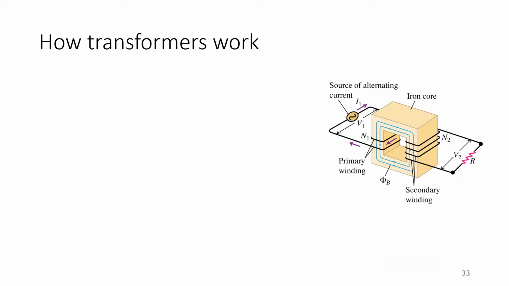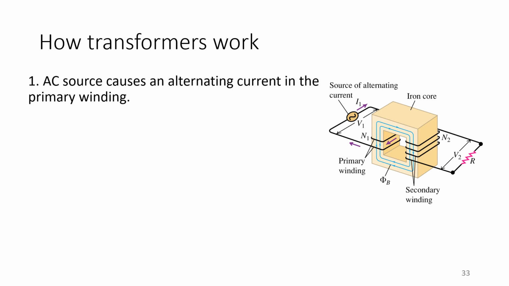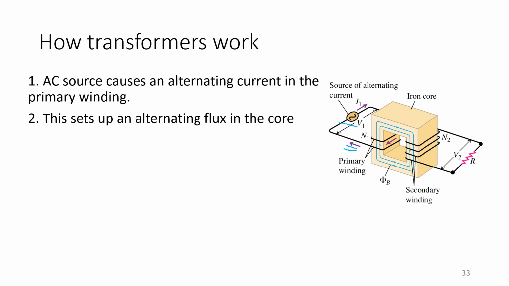Now, for a qualitative rundown of how transformers work, we start with the AC source that starts an alternating current in the primary winding, as you can see here. Second, this sets up an alternating flux in the core, because if you have an AC current running through here, then you should have a changing magnetic flux in this area.